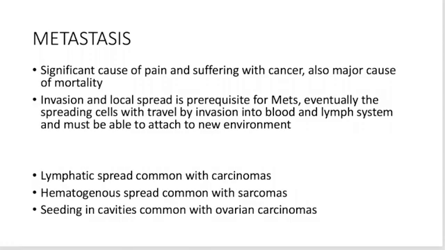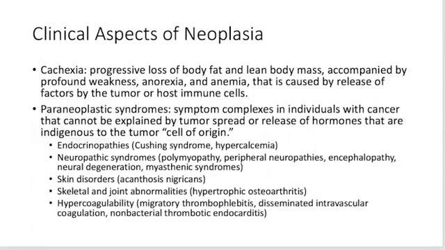We have a couple different types of spread, and we have a couple different features that go along with it. When we're talking about lymphatic spread, those are common with carcinomas, so it's going to spread through the lymphatic system. Sarcomas like to spread through hematogenous spread, which is your blood system. Seeding occurs with certain cancers, such as ovarian, and that's why certain cancers we do not biopsy, because we're concerned about seeding.